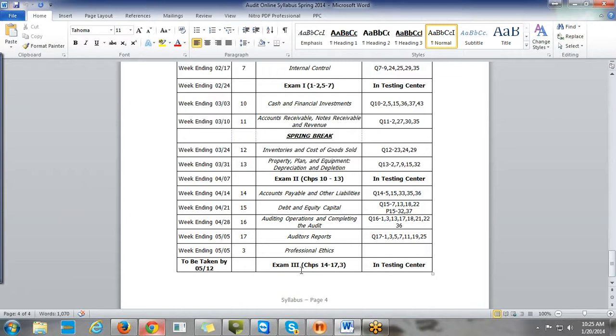Exams are not final. There is no final exam. It's exam 1, exam 2, exam 3. Exam 1 will cover chapters 1, 2, 5, 6, 7. Exam 2 will cover chapters 10, 11, 12, 13. Exam 3 will cover chapters 14 through 17 and chapter 3.